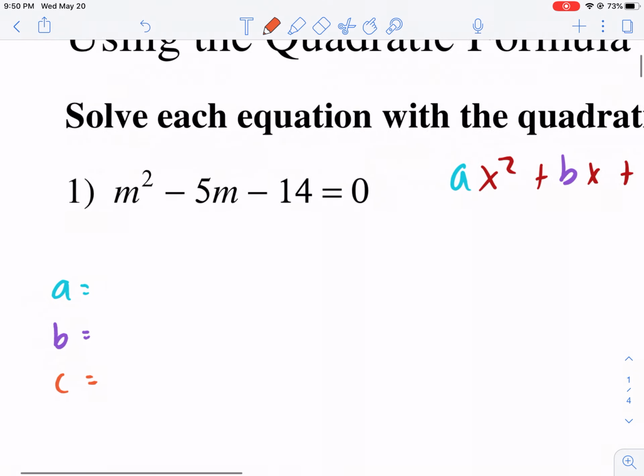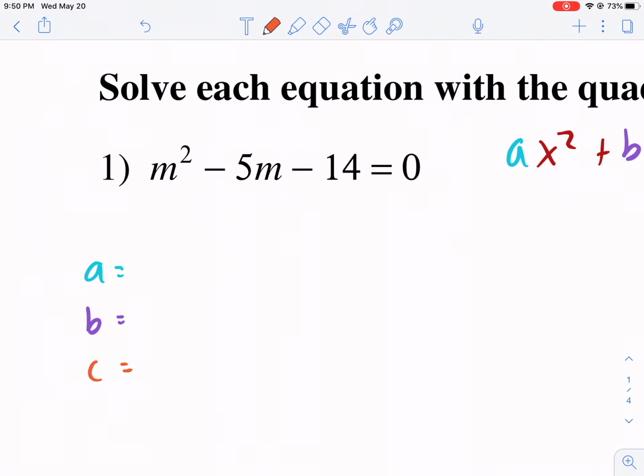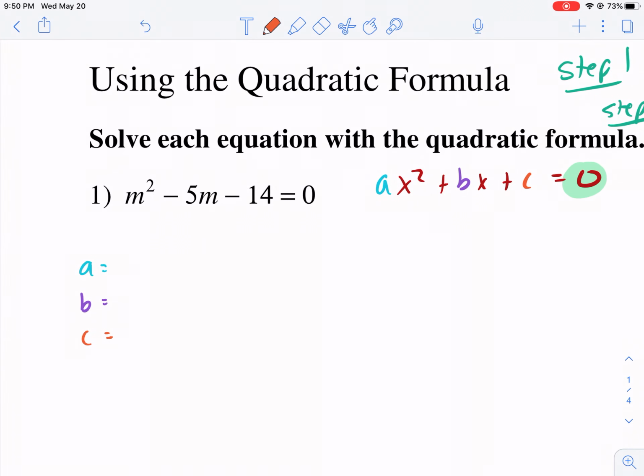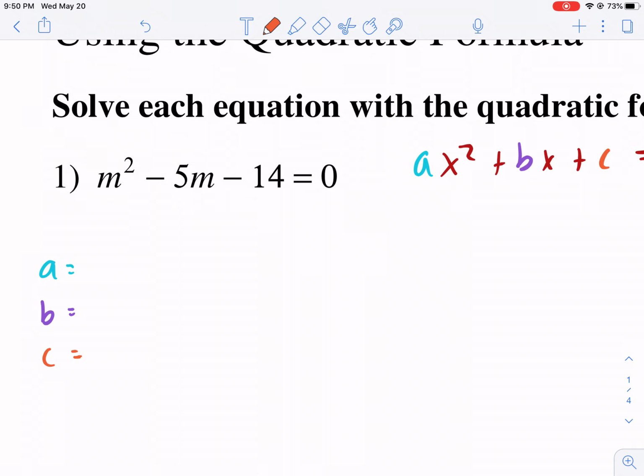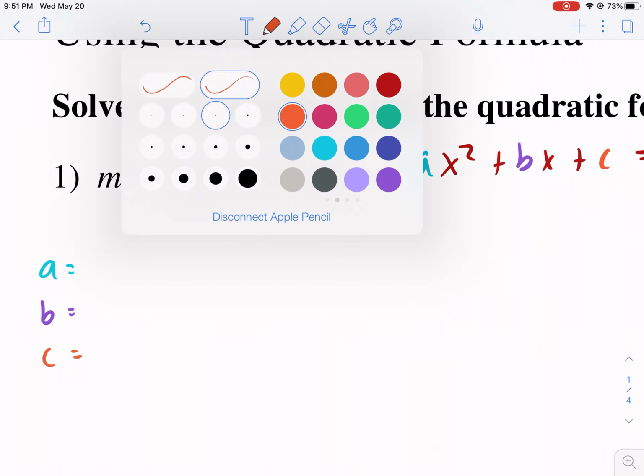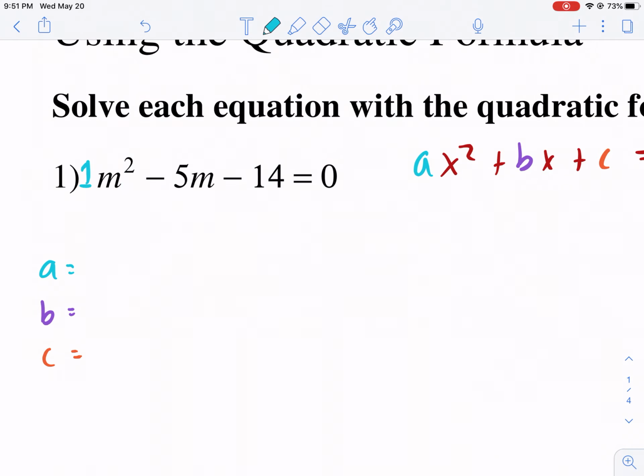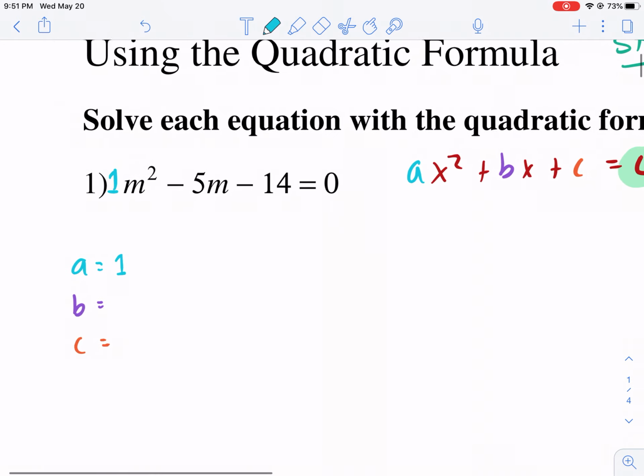Now, look here at our equation. We have m squared minus 5m minus 14. I know it's not x, but it's the same thing. It's a variable. So our A is the number in front of m squared. There is an implied 1 there. 1 times m squared is m squared, so a equals 1. That's good news. We like small numbers.